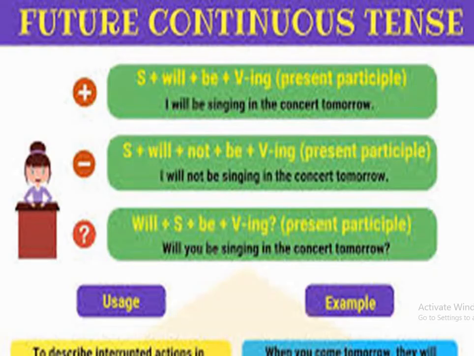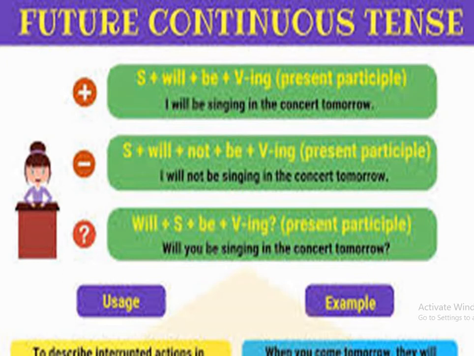Next, I have already discussed the syntax in my previous videos, and here also in the future continuous tense we'll be discussing the positive sentence, the negative sentence and the interrogative sentence. So the very first case is the positive sentence, where we use subject plus will plus be plus ing form of the verb and the rest of the sentence, right? That means the object. For example, I will be singing in the concert tomorrow.